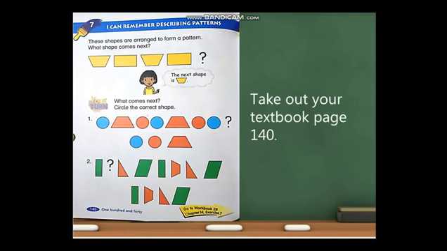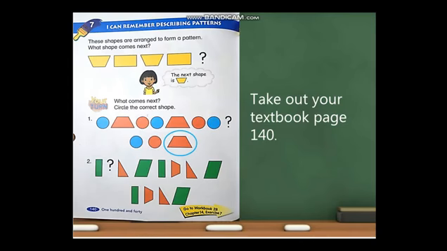Now it's your turn. What comes next? Circle the correct shapes. Number 1. Blue circle, red trapezium, red circle, blue circle, red trapezium, red circle, blue circle. So, what comes next? Yes, it's trapezium.